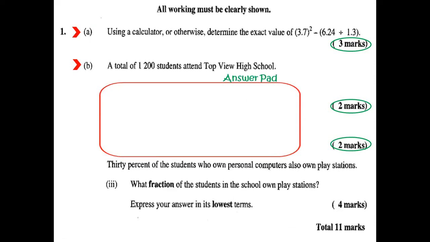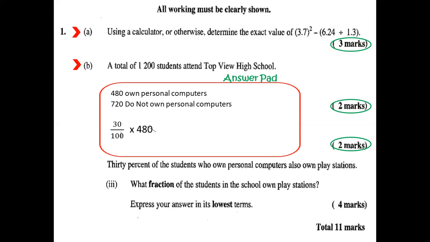All right, open our answer pad again for the other part of the question. 30% of students who own personal computers also own PlayStations. Remember now, those who own personal computers were 480, 720 for those who do not own personal computers. All right, so we're talking about 30% now out of 100% of those who own personal computers of the 480.